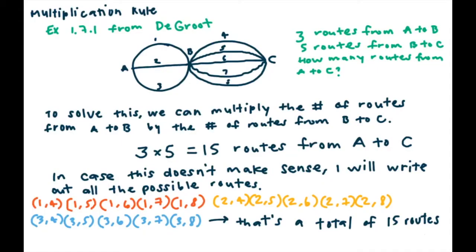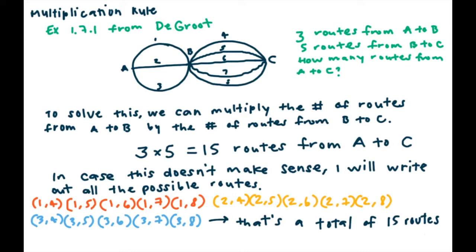Okay, so we're going to look at the multiplication rule, and we're going to do this by looking at example 1.7.1 from the group. To get started, look at the image below. In the image, you'll see A, B, and C, which represent three different locations. In between A, B, and C, you're going to see some curves of a circle, also some lines that are numbered. Each of those numbered lines and curves represents a different route between the locations.